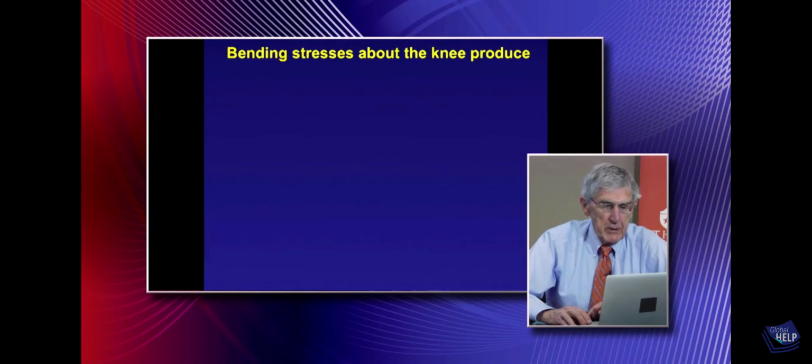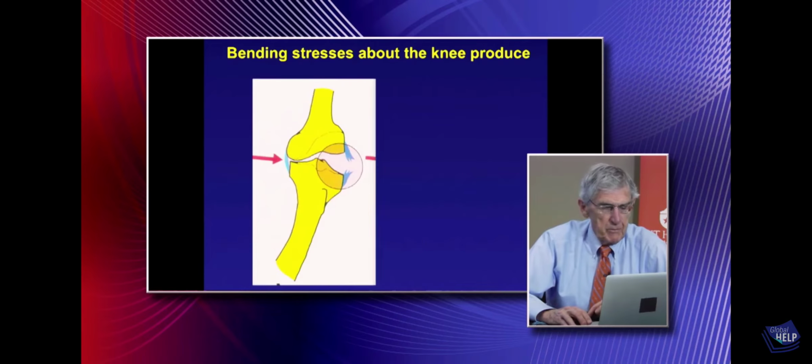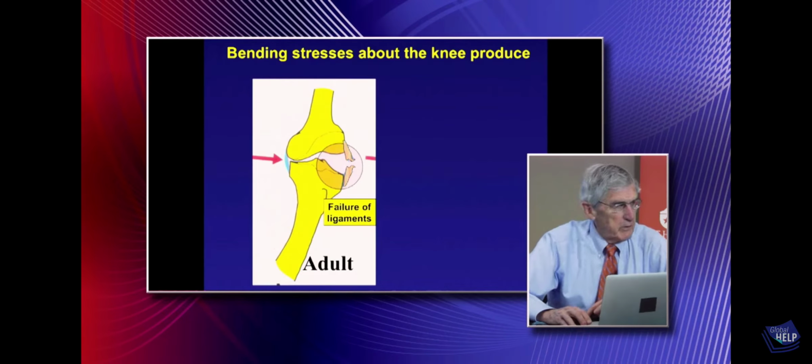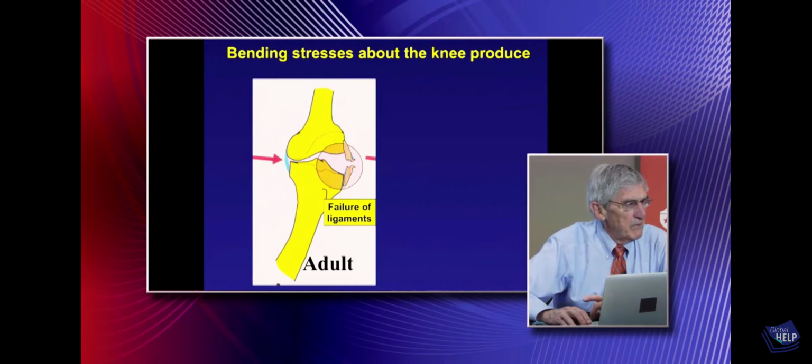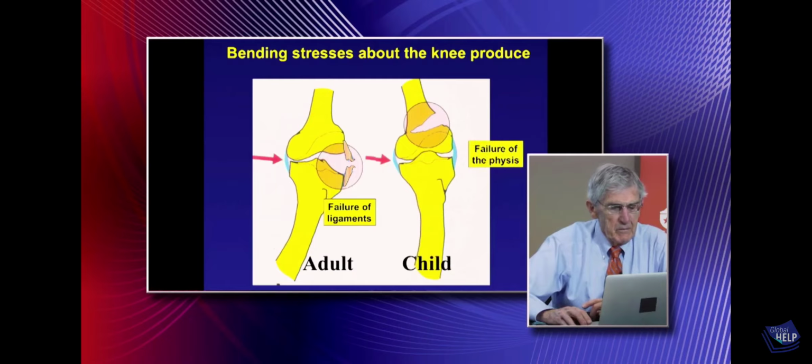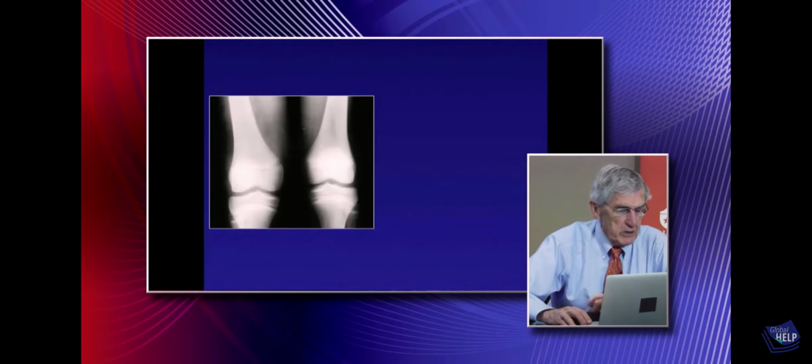Bending stresses about the knee. Here's a good example. If you have an adult, you get failure of the collateral ligaments if you have a severe valgus stress. What do you get in the child? Physeal injury. Yeah. Remember, the ligaments are stronger than the physis and the adjacent bone, and so the failure occurs through the physis.